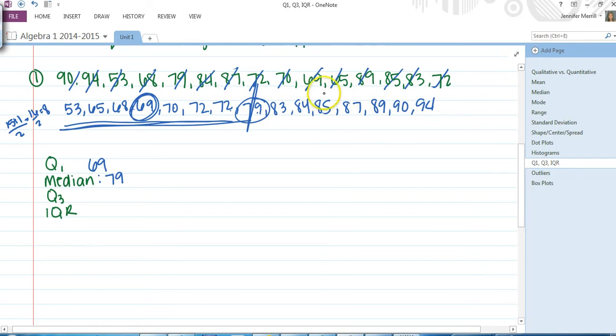The upper quartile is also going to be the 4th number, which is the middle of the second half, which is 87. And if you recall, the IQR, or the interquartile range, is going to be that third quartile minus the first quartile, which is equal to 87 minus 69, which is equal to 18. So our interquartile range is 18.